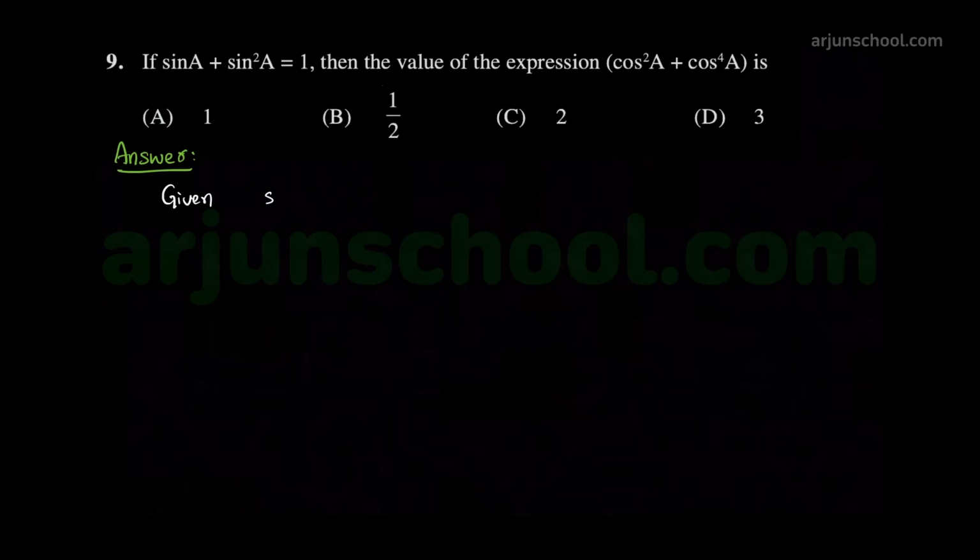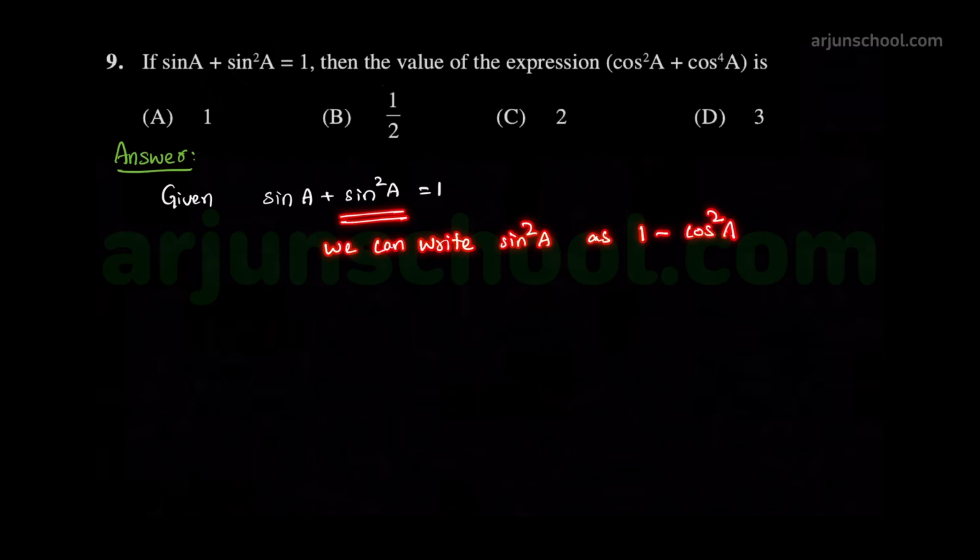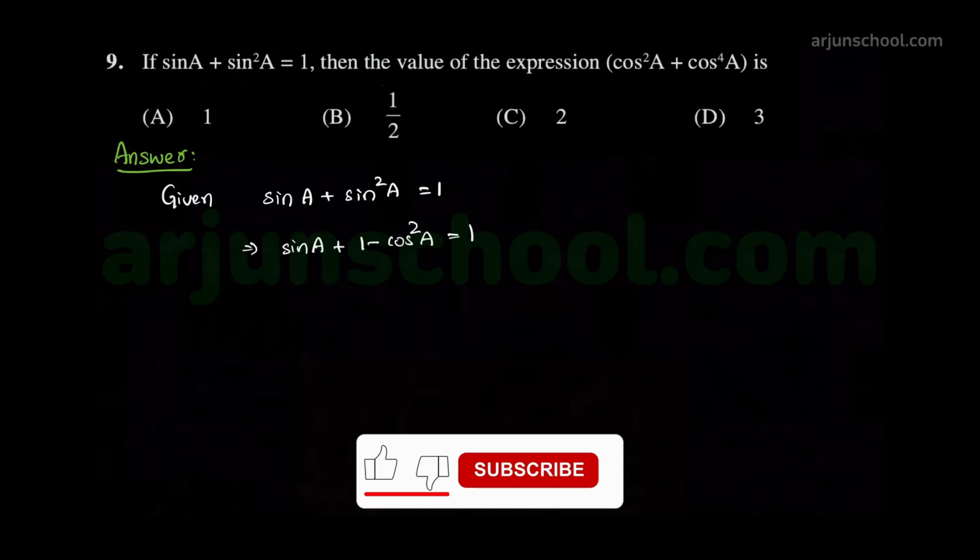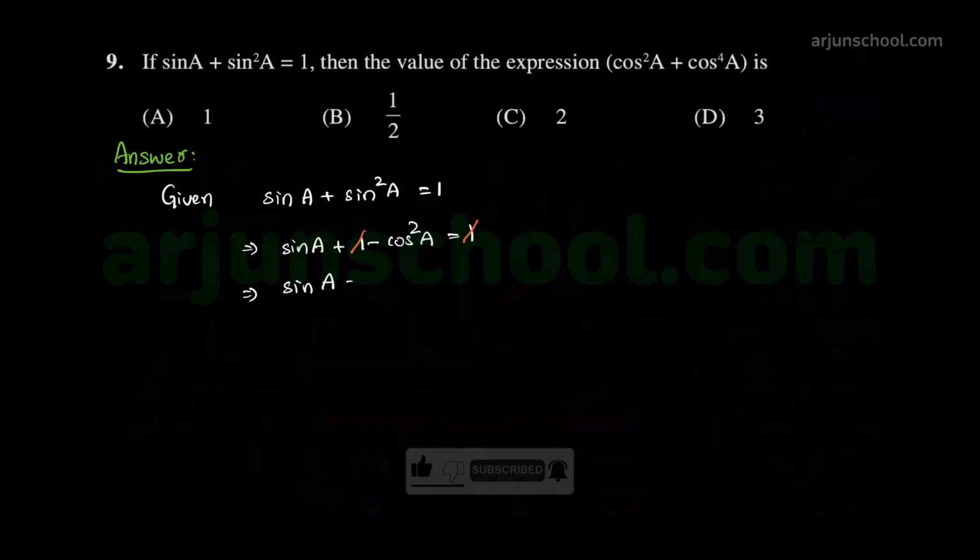We are given that sin A plus sin² A is equal to 1. Using the identity sin² A plus cos² A is equal to 1, we can write sin² A as 1 minus cos² A. That implies sin A plus 1 minus cos² A is equal to 1. We can cancel 1 on both sides. That implies sin A is equal to cos² A, or cos² A is equal to sin A.